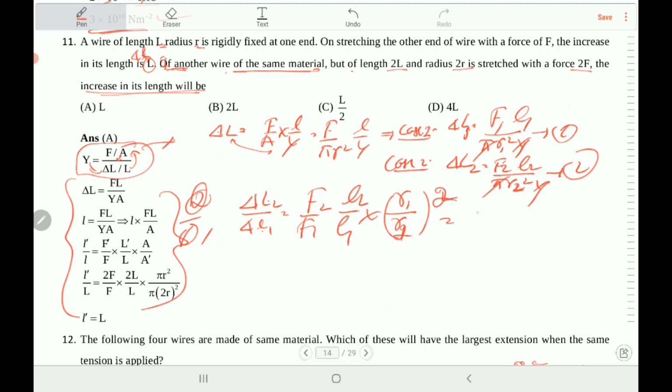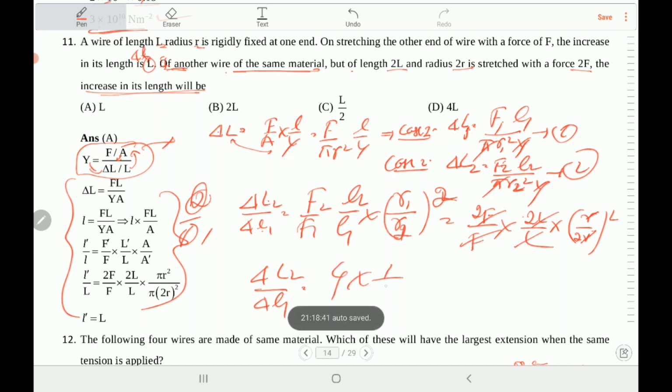What's F? In the second case take 2F. First case F into length; in the second case 2L and in the first case L. Radius: first R, second 2R, whole square. So delta L2 divided by delta L1 equals: F cancels, L cancels, R cancels, numerator 2 into 2 is 4, into 1 by 2 squared, which is 4. 4 cancels 4. So delta L2 by delta L1 is 1, which implies delta L2 equals delta L1.